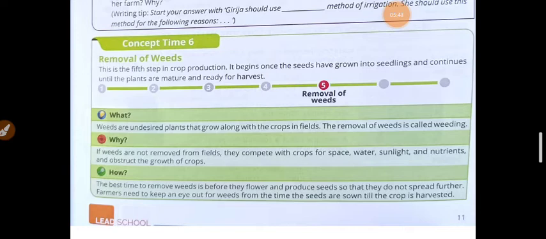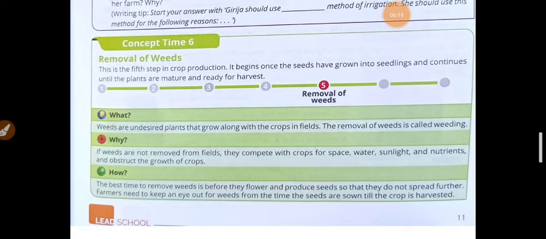What is this? Why is it done and how is it done? Weeds are the extra plants that grow beside the crop, and the removal of weeds is called weeding. Why do we need to remove these weeds? Because they compete for the space of the crop, absorbing water, sunlight and nutrition, but they are not useful anyway.